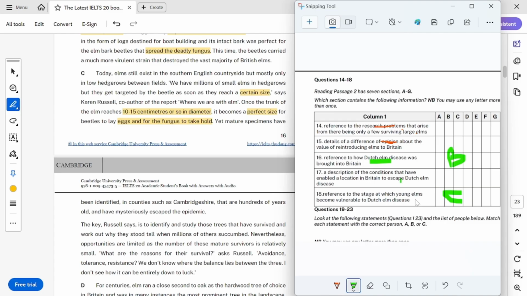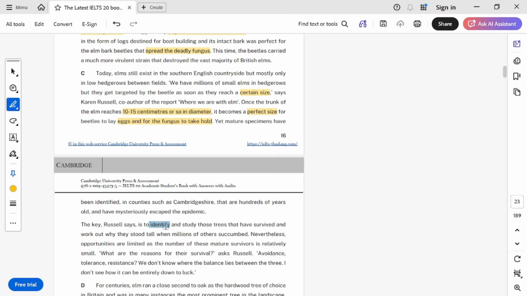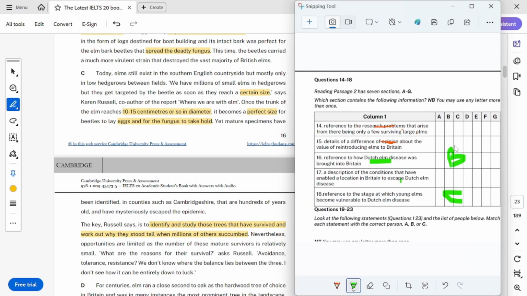Now look at paragraph C. It says the key is to identify and study those trees that have survived. Study means research. Opportunities are limited as the number of these mature survivors is relatively small. This is the problem. One is research and the other is the problem. Therefore question 14 is also for C. So C is for 14 and also for 18.